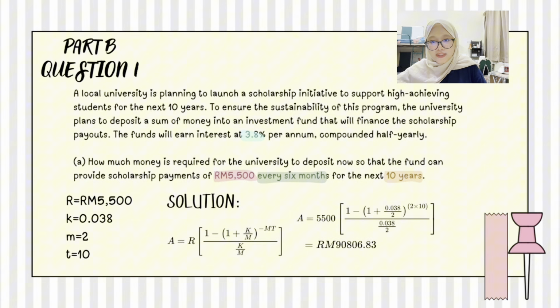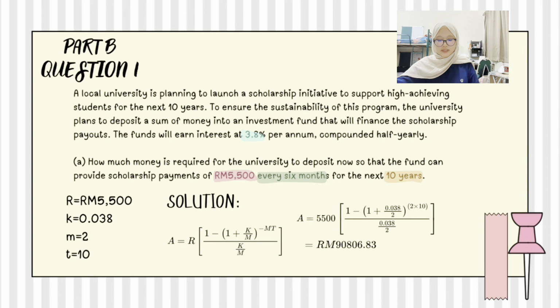The fund will earn interest at 3.8% per annum compound half-yearly. So let's read part A first. How much money is required for the university to deposit now so that the fund can provide scholarship payments of 5,500 ringgit every 6 months for the next 10 years.